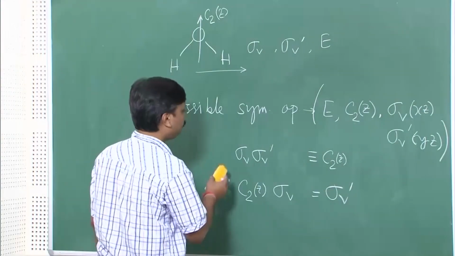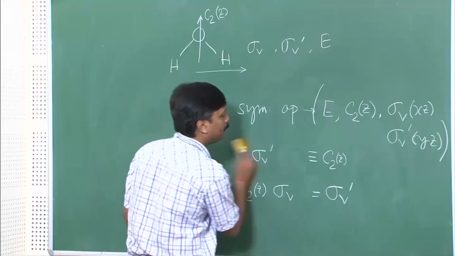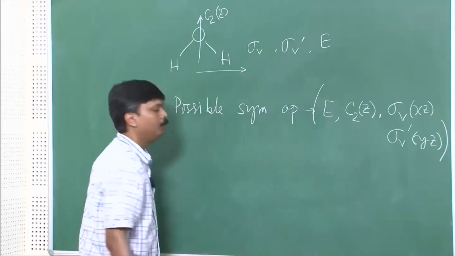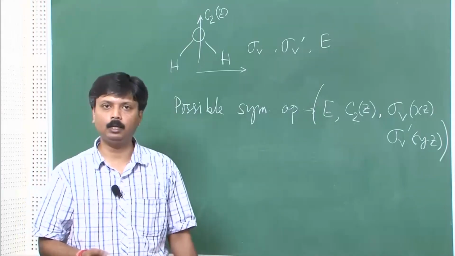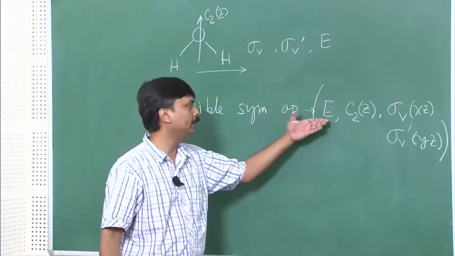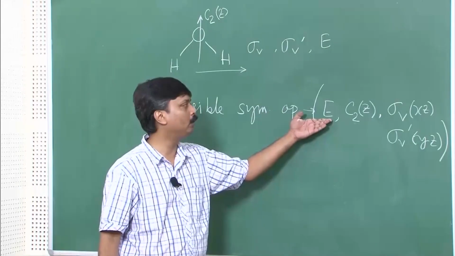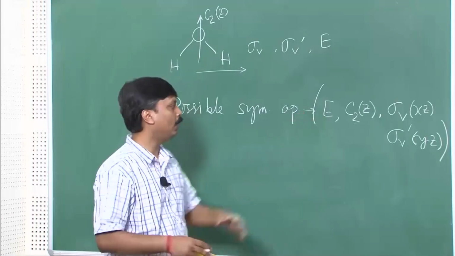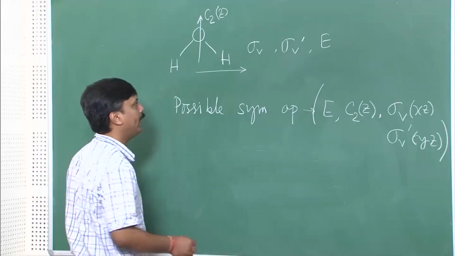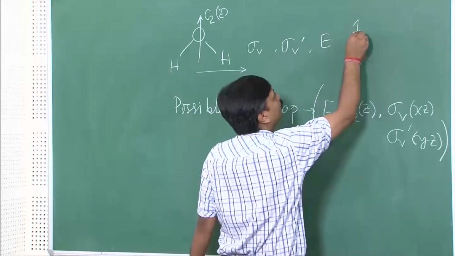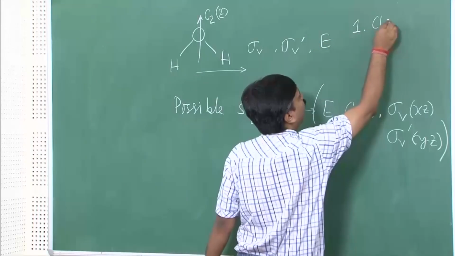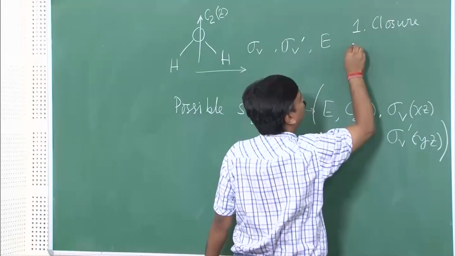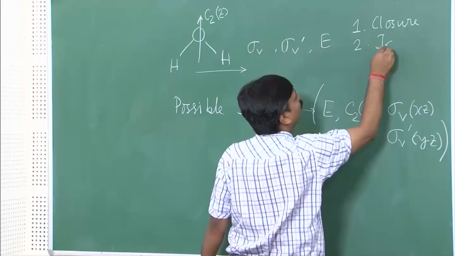Very good. Now next thing is we will try to look for identity element. We don't have to ask anything, it's already there. E operating on anything produces the same thing, it does nothing. So identity is present. So I have closure property satisfied, I have an identity already.